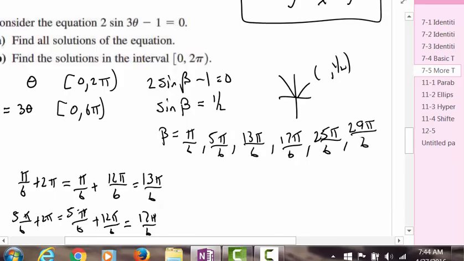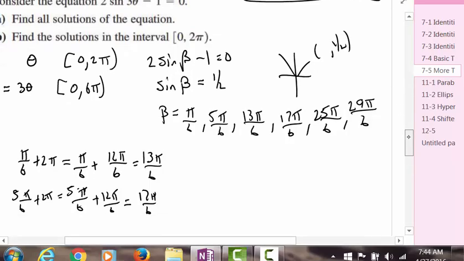Right? So far, so good. Okay. Now, that's great. That's all beta, though. I want theta. Okay. So what I have to do then, I'm going to come down here. I'm going to go back in and substitute in 3 theta for pi over 6. And 3 theta equals 5 pi over 6.